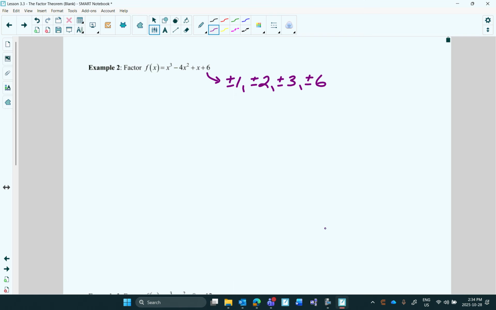So if I'm looking at this, and if I try 1, I know it's not going to work. How do I know it's not going to work? Because this is positive, this is positive, this is positive, that's the only one that's negative. That's not going to get me to 0. So we'll try it anyway, but sometimes if you just look at it, you might be able to see it's not going to work. 1 cubed minus 4 times 1 squared plus 1 plus 6 is 1 minus 4 plus 1 plus 6 equals 4. Doesn't work.